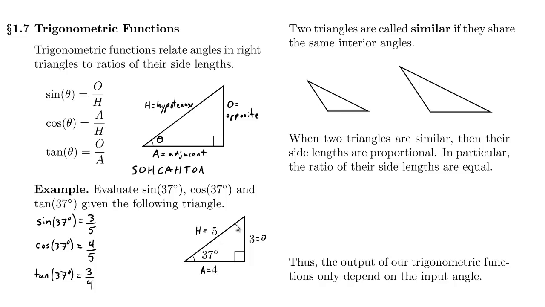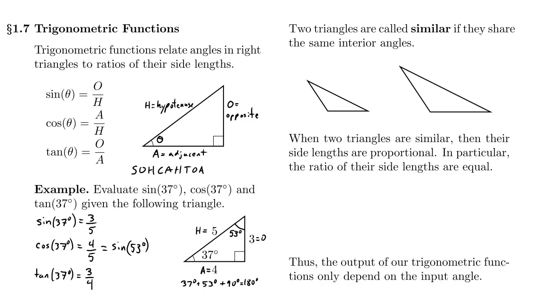Before we move on, let's see what would happen if we were asked to evaluate our trig functions at 53 degrees. You can find this angle by remembering that the angles in our triangle should add up to 180. If we want to compute sine of 53 degrees, then we have to reinterpret what we mean by the opposite side. The side opposite of the angle 53 has length 4. The sine of 53 degrees is 4 over 5, so it's the same as cos of 37.